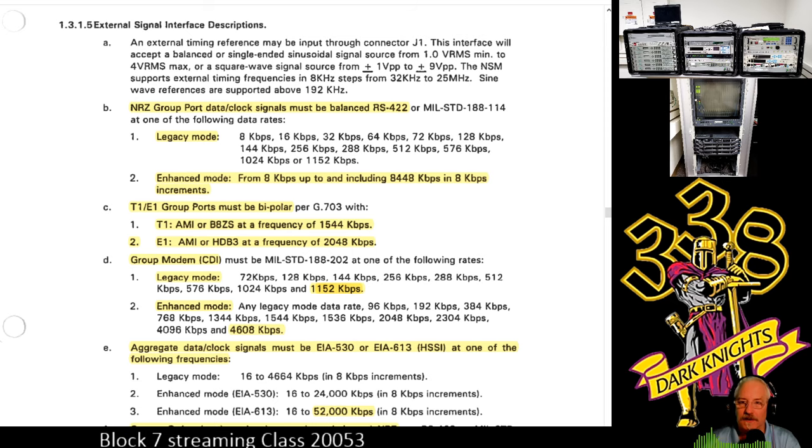Now, here's the question. What is the max data rate for the NRZ group port? Let's see if Airman Short can answer that question. Max data rate for the NRZ port. Data rate or max port rate? You can go with either or. Okay, that'll be 8.448 megabits per second.